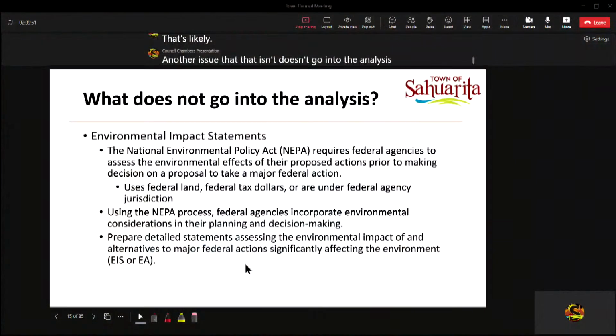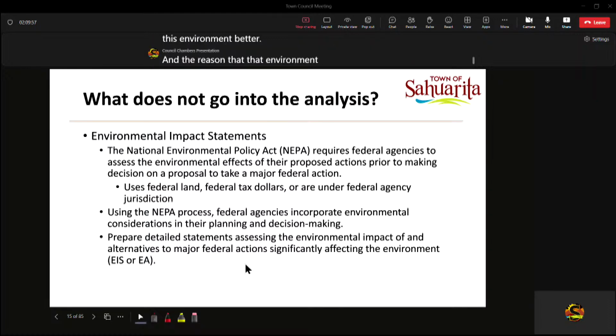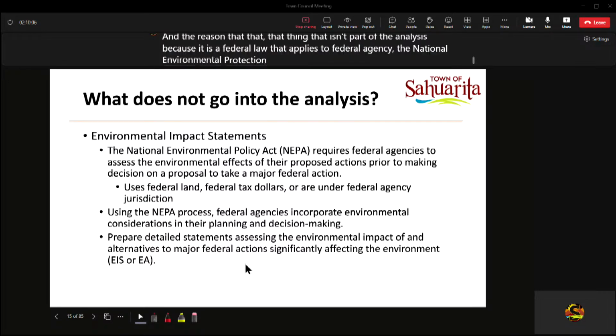Okay, another issue that doesn't go into the analysis is the environmental impact statement. The reason the environmental impact statement isn't part of the analysis is because it is a federal law that applies to federal agencies. The National Environmental Protection Act requires federal agencies, when they're making decisions, to go through this environmental impact statement or analysis.